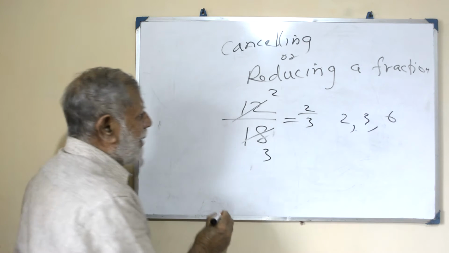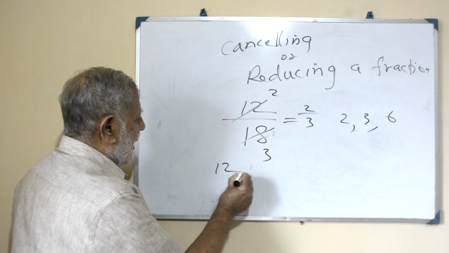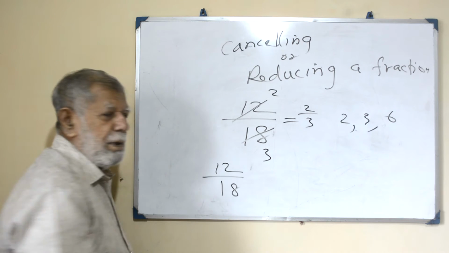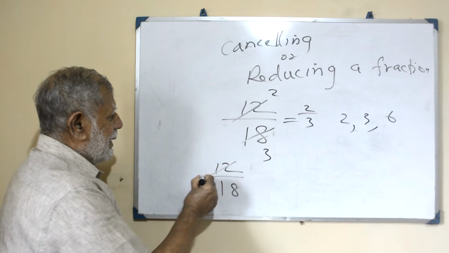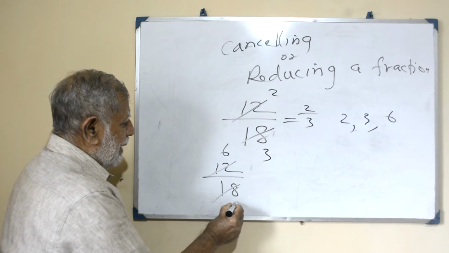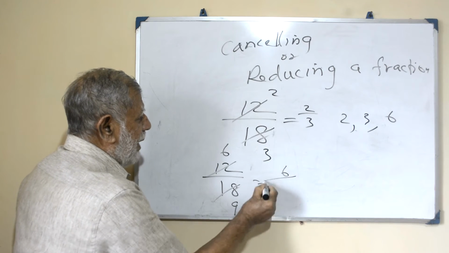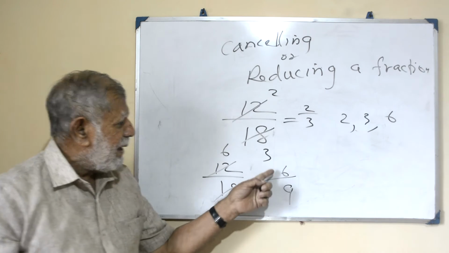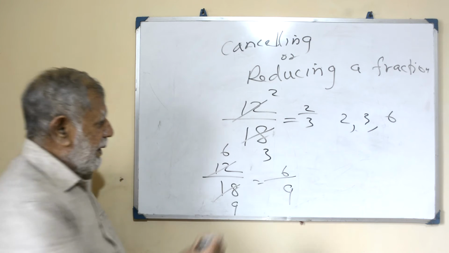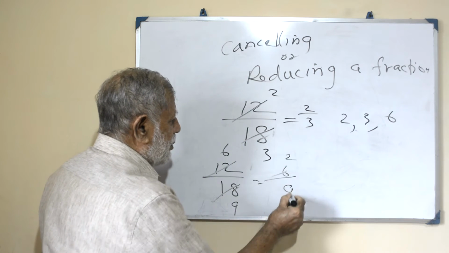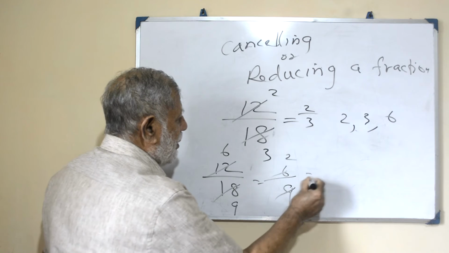So what if we cancel by 2 and then 3? This is 12 upon 18. We are cancelling by 2. If we cancel by 2, you get the answer here 6, and here 9. That is equal to 6 upon 9. But again we see that we can cancel 6 and 9 by 3. So again we cancel by 3, that is 2 and 3. That is equal to 2 upon 3.